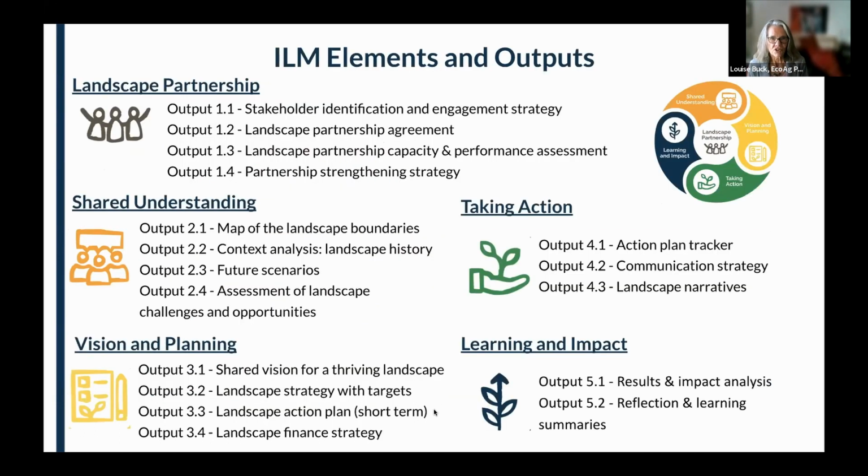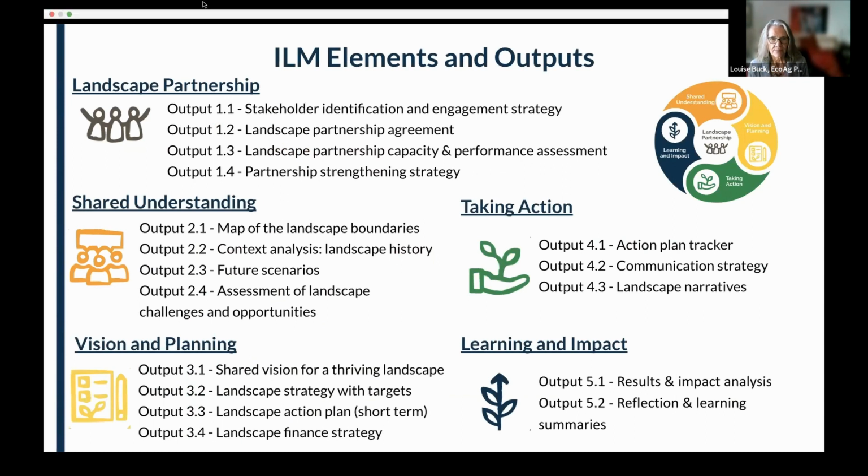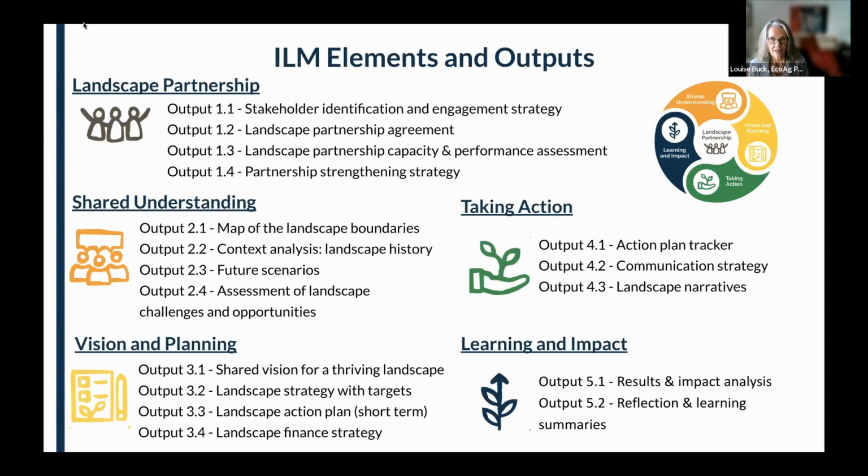So we label each stage of the integrated landscape management process as an element. The 5 elements involve forming the partnership, developing a shared understanding about needs and opportunities in the landscape. Based on that understanding, conducting a visioning and planning process to decide what to do and where, then undertaking the actions needed, and finally monitoring and learning how the effort is working.